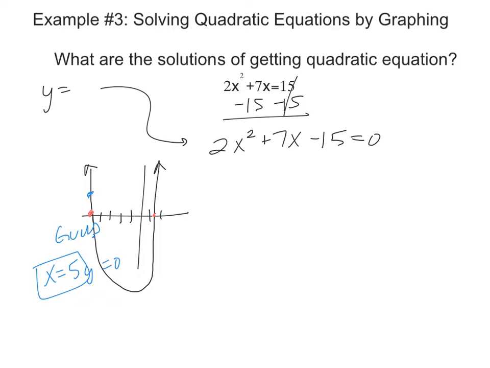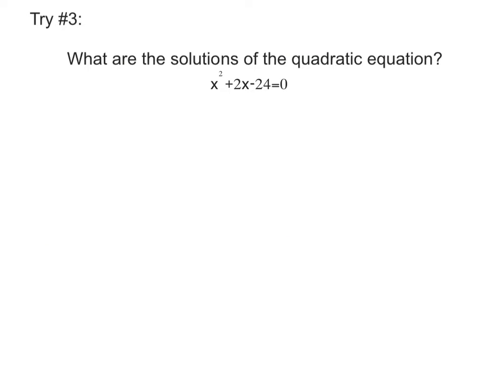I would then do the same thing again. I would say calc 0, left bound, right bound, enter, and it would tell me x equals 1.5 and y equals 0. If you have any questions about trying to do this in a calculator, just let me know and I can help you in class. I won't exactly explain how to get this answer again in your calculator. However, I will just give you the answer. Here your answer should be x equals 6 or x equals negative 4.